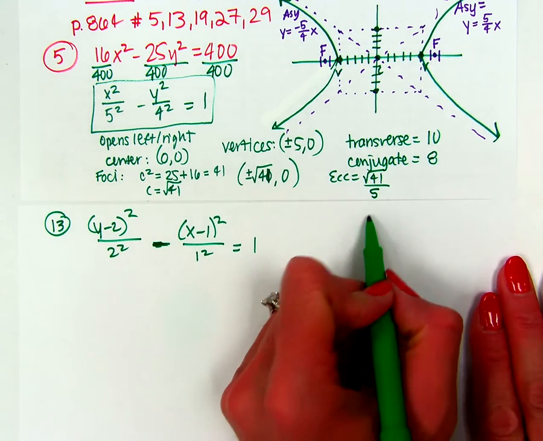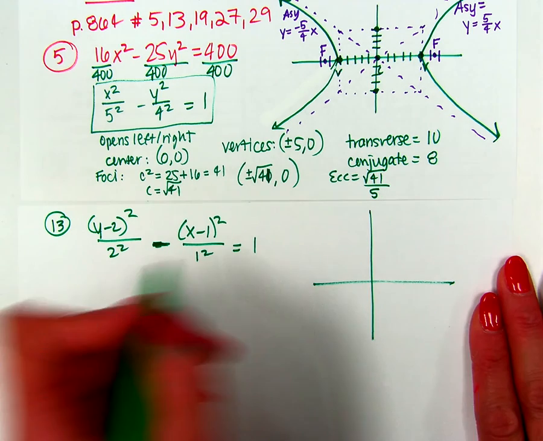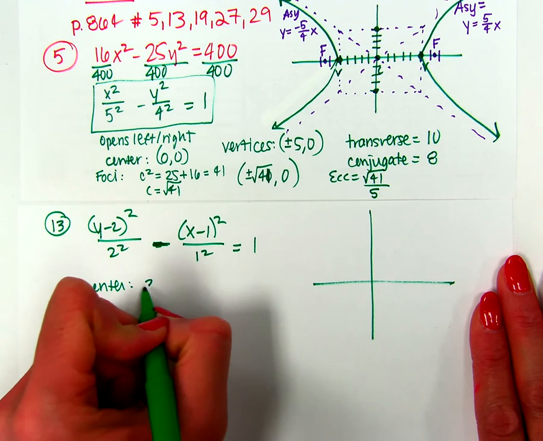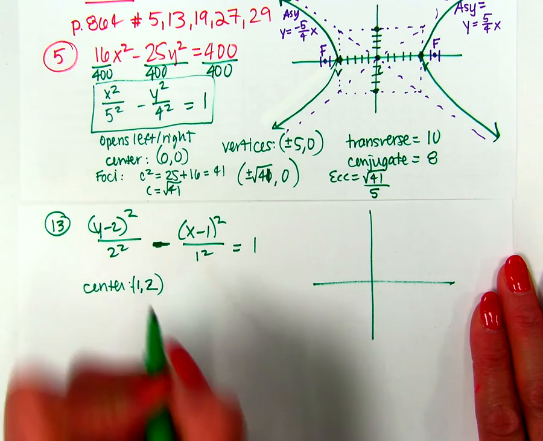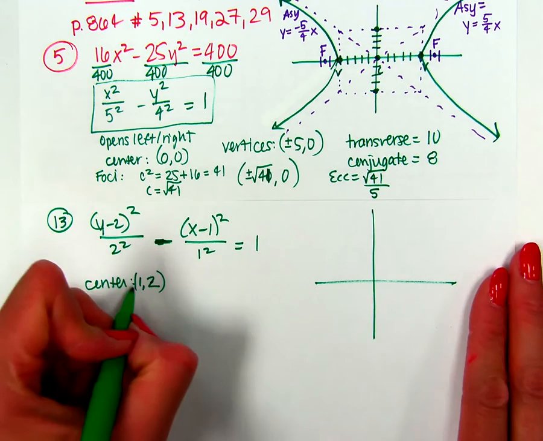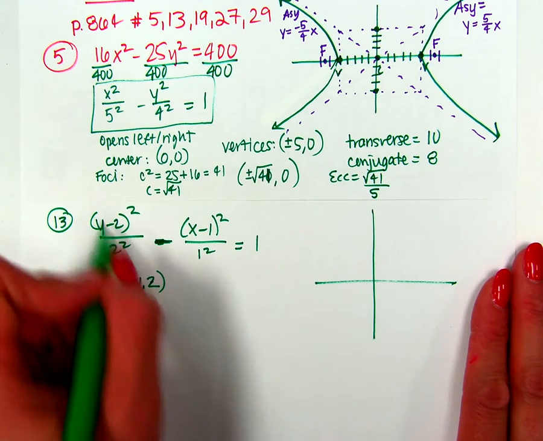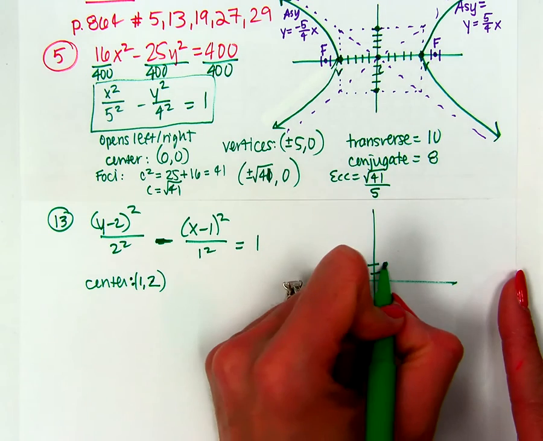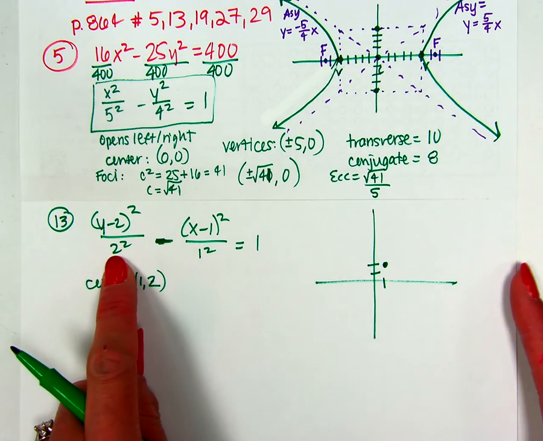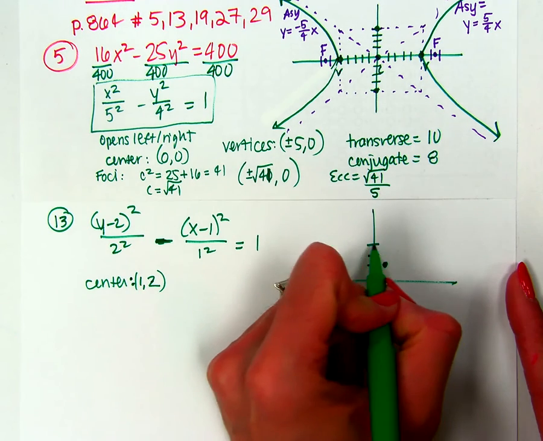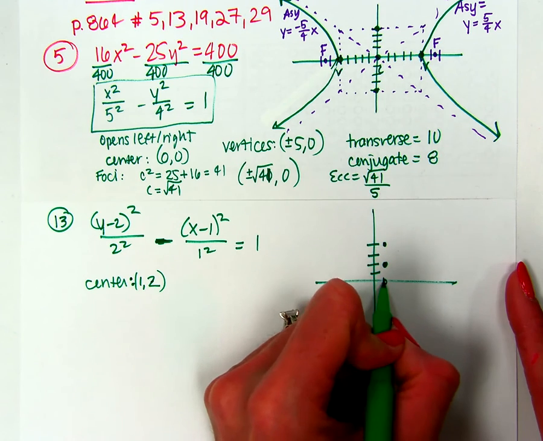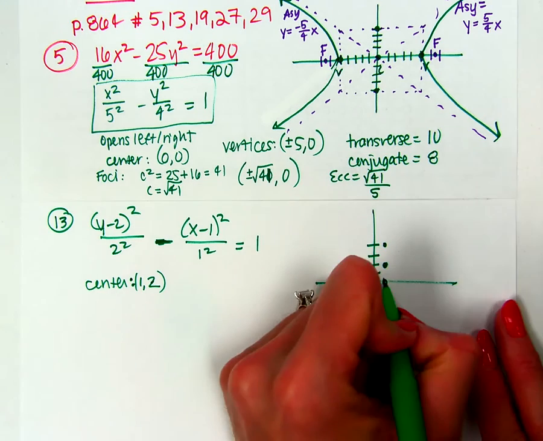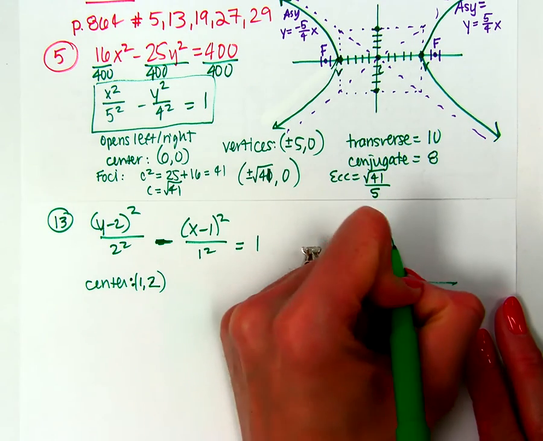Now notice that it starts with a y, so this one's going to open up and down. So we're going to start at 1 comma 2. So just like I almost did, be careful, your x coordinate has to come first. All right, so I'm going to start at 1 comma 2. Now from there, I'm going to go this much in the y direction, up 2 and down 2. Since this came first, these are my vertices. So this is my center, vertex, vertex.